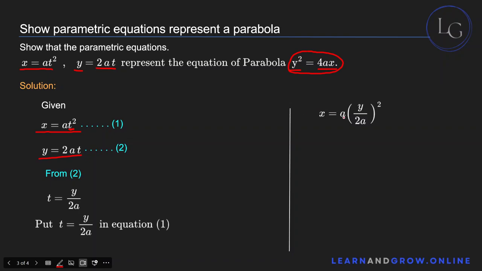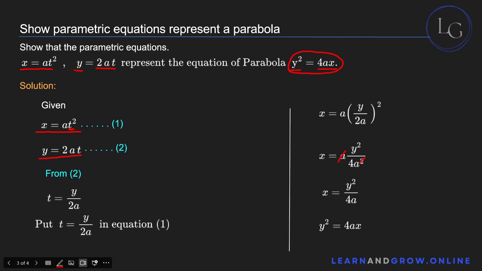So x equal to at squared becomes now x is equal to a into y over 2a whole square. Now further simplify it, and basically now just cancel out this a with one of the a's over here, right? So this 2 becomes 1, so that becomes y squared over 4a.